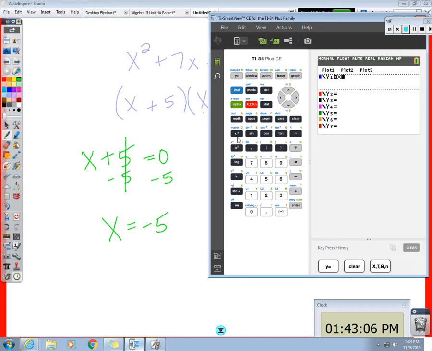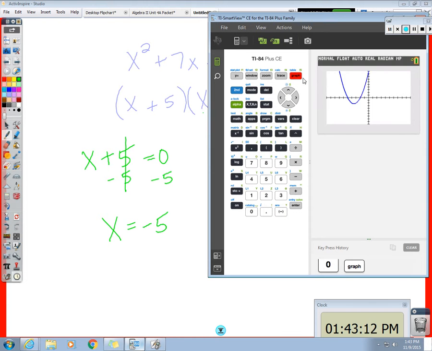x squared plus 7x plus 10. Where does that graph cross the x-axis? Negative 5 and negative 2. So what is zeros another name for? X-intercepts, right? Because you see that the zeros were negative 5 and negative 2. Well, that's where it crossed. So zeros is just another name for x-intercepts.